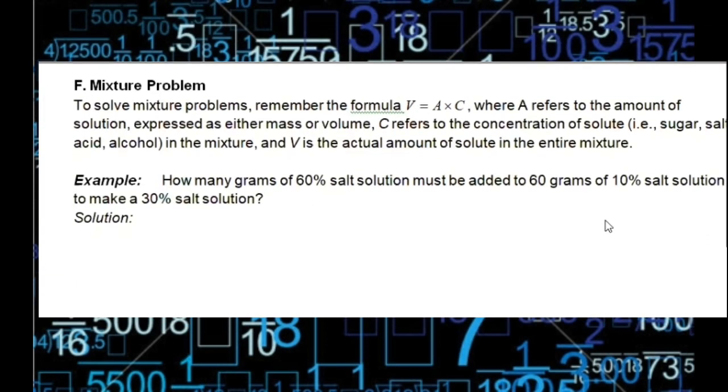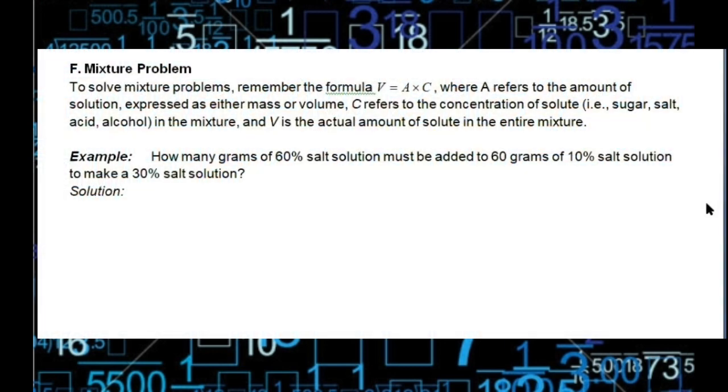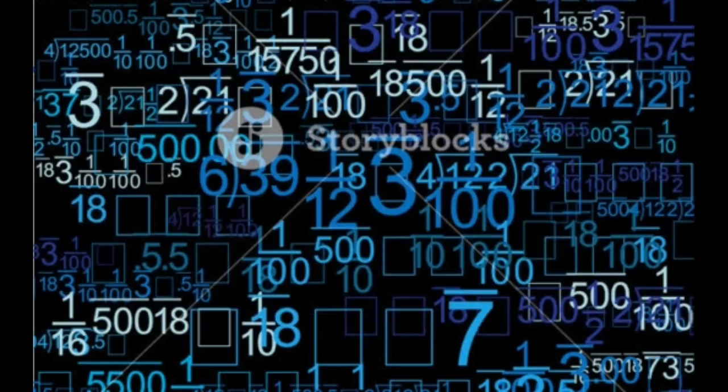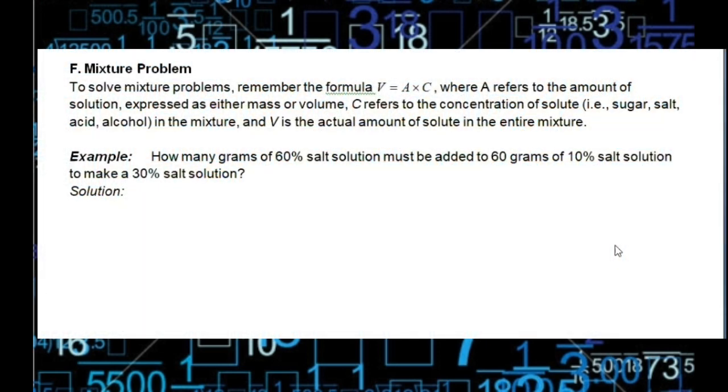To solve mixture problem, remember the following formula, which is V is equal to A times C, where A refers to the amount of solution. So, amount of solution is either alcohol solution, acid solution. Expresses either mass or volume. C refers to the concentration of solute, either sugar, salt, acid, alcohol in the mixture. And V is the actual amount absolute in the entire mixture. So, how are we going to solve this problem?